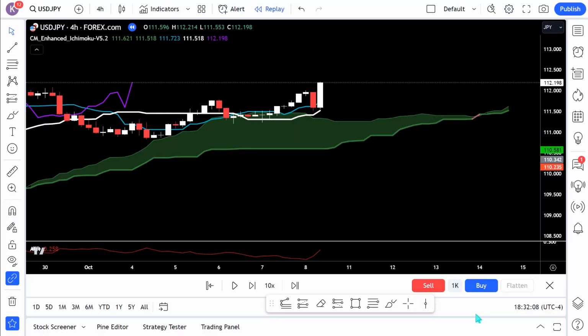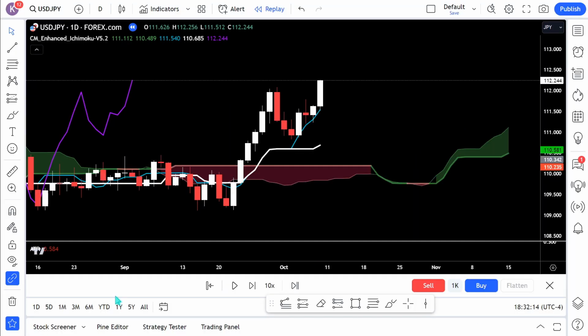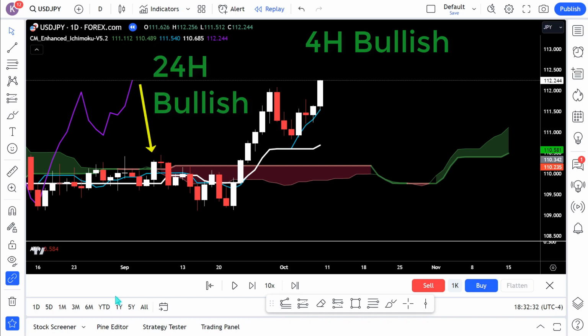All of these will be valid trades on the 4-hour. I'll switch over to the daily and you decide based on where the lagging span is if you would take the trade or not. Okay, here on the 4-hour we get a long signal, and here's the daily. Would you take the trade? 4-hour was bullish, so we want to see the lagging above the cloud. It is, so we would take the trade.